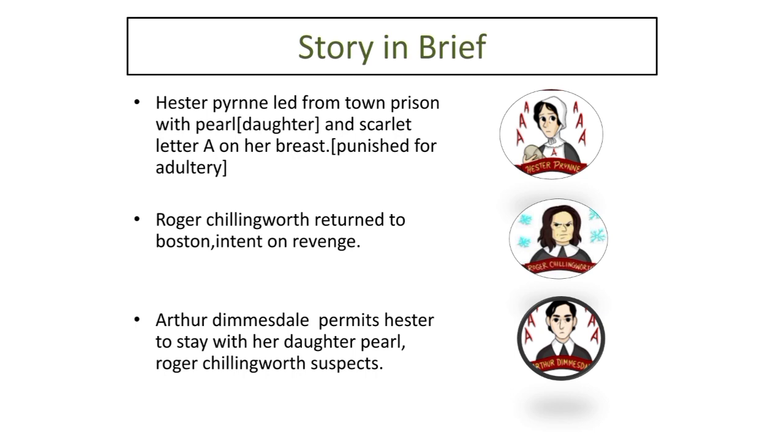In the next scene, Roger Chillingworth, who is the husband of Hester Prynne, has returned to Boston after many years, and he does not reveal his identity to anyone. Now he knows that Hester has committed adultery, so he wants to know who is the father of Pearl and wants to take revenge on her lover.